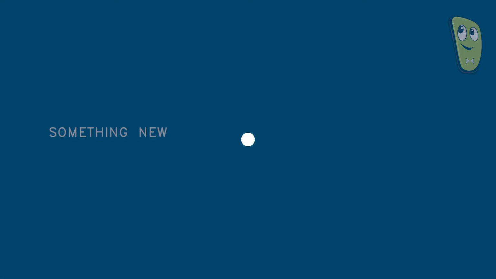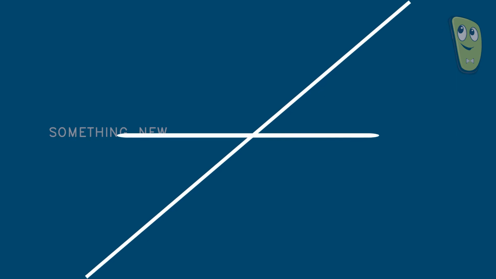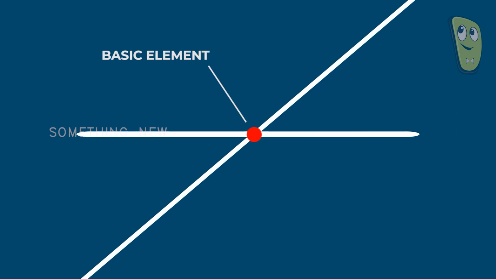Point. In graphic design, a point is represented in the form of a dot and it indicates a particular position. It is the end or the beginning of a line. We feel that there is a point wherever two lines meet. This point is a basic element of design.